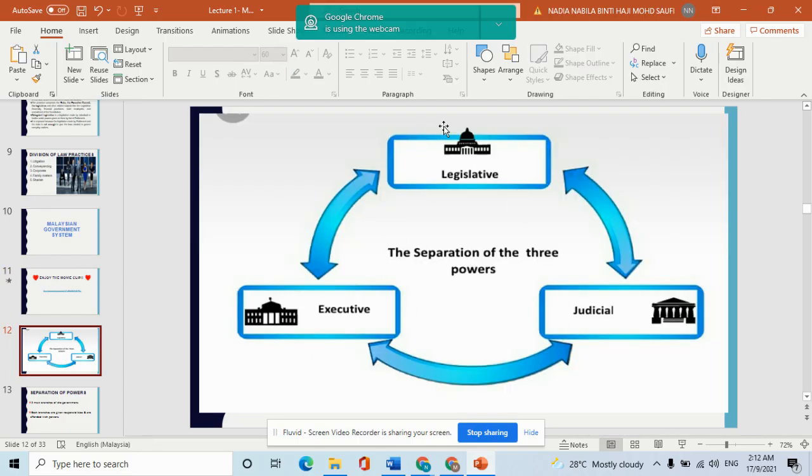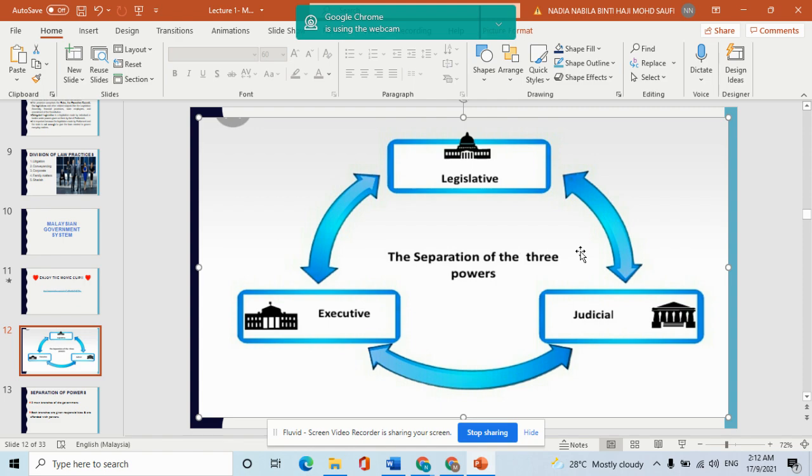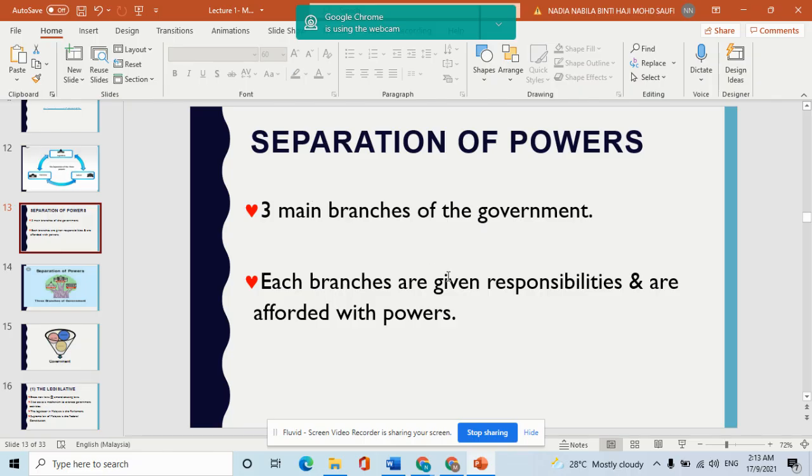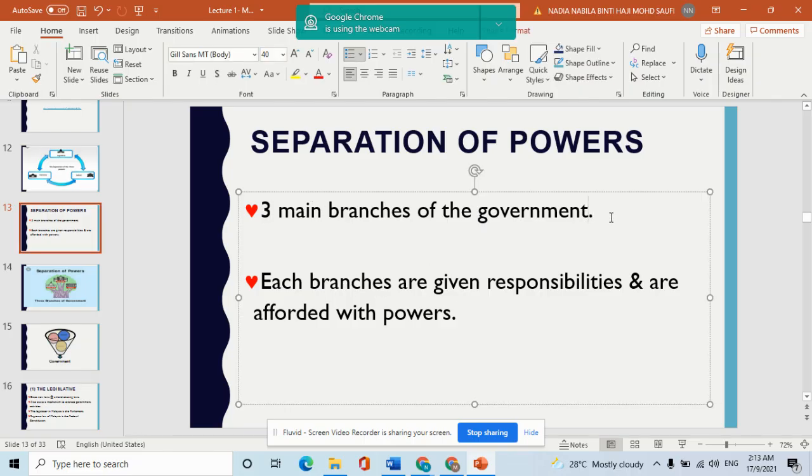So there are three governmental systems in Malaysia. The first is legislative, second is executive, third is judicial. The separation of powers between these three is needed. Why? Because these are three different departments. The three main branches of the government need to be divided. It cannot be overlapping. Each branch is given responsibilities and is afforded powers by the government.